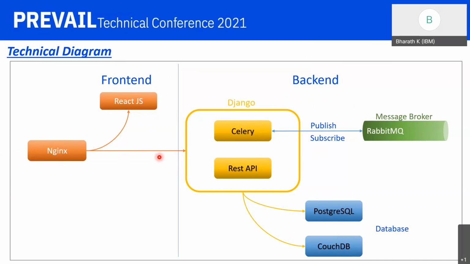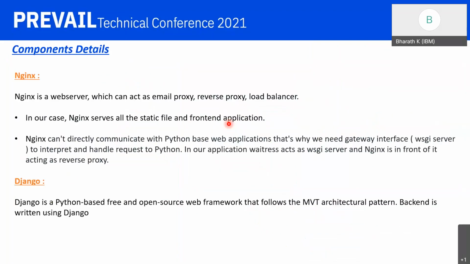So let me move to the next slide and explain each component in detail. Then we'll come back to this slide. So Nginx. Nginx is a web server that can act as a reverse proxy or email proxy or a load balancer. In our case, we are using Nginx to serve the front-end application, and also the static and media files generated by Django.